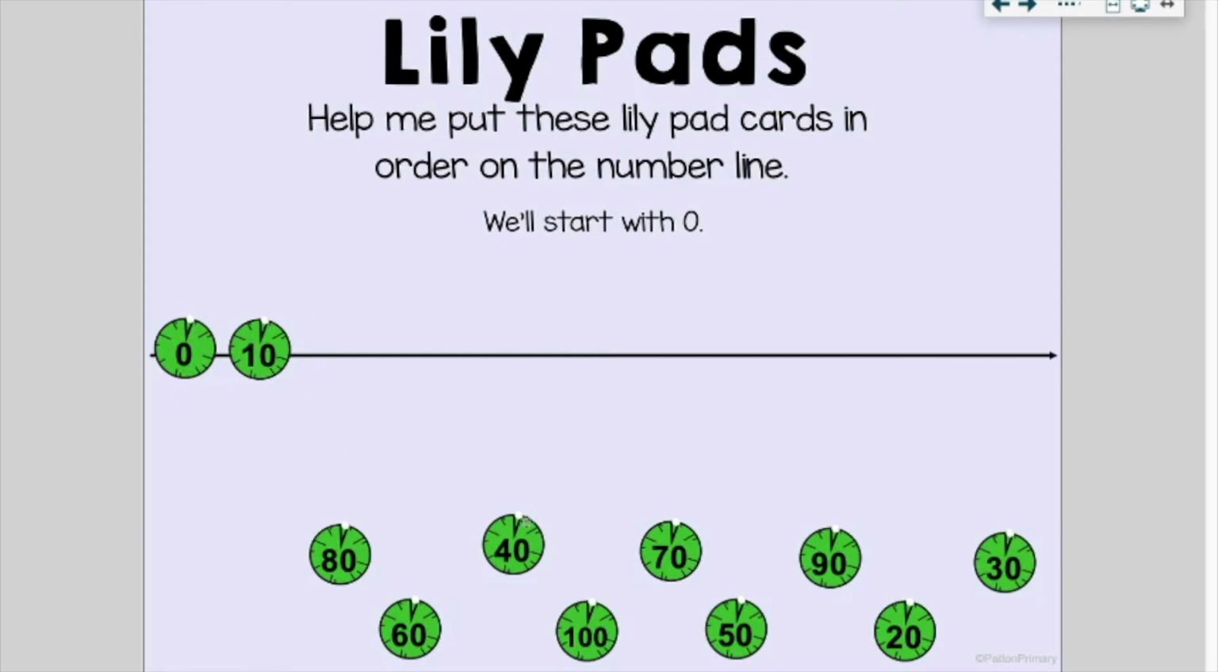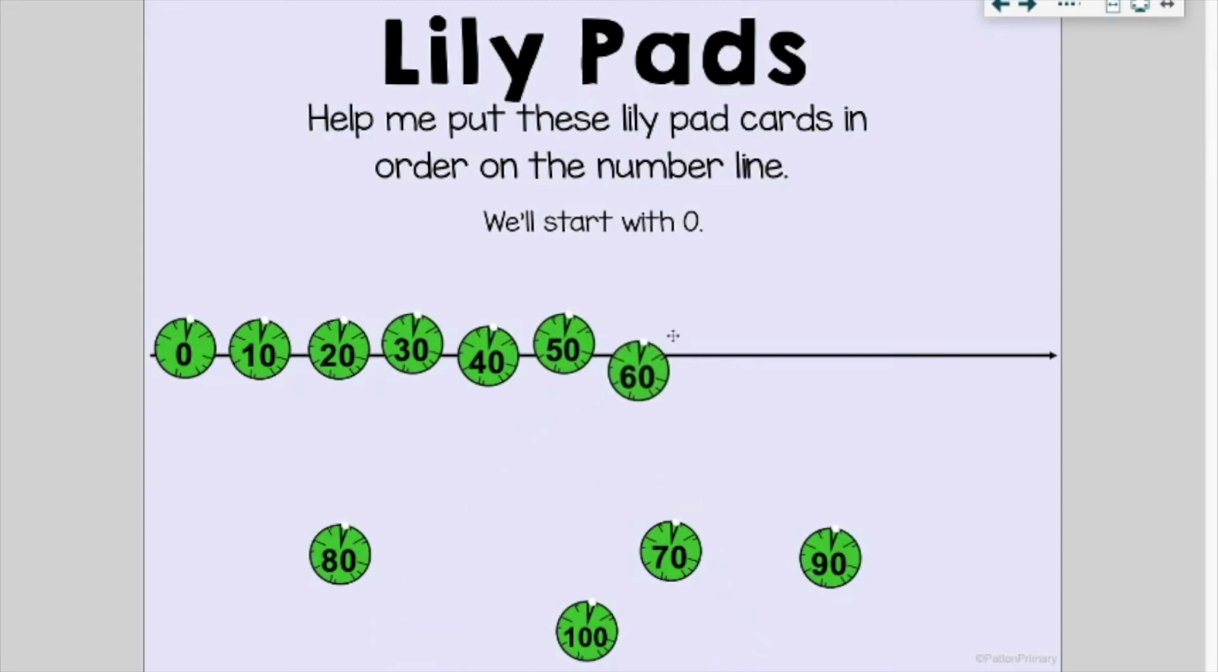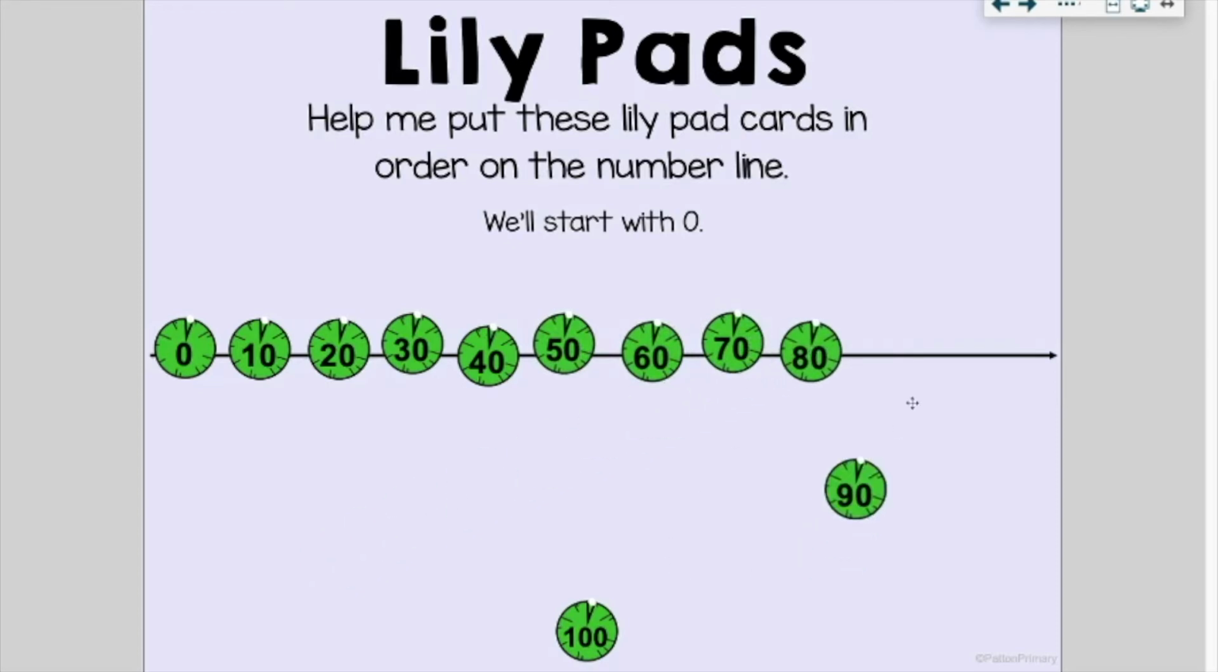0, 10. Do we have a 20? Oh, here's the 20. Do we have a 30? Here it is, 30. What comes next? 40, 50, 60, 70, 80, 90, 100. I sure noticed that we were counting by tens. I hope that you did. Let's try it. 0, 10, 20, 30, 40, 50, 60, 70, 80, 90, 100.